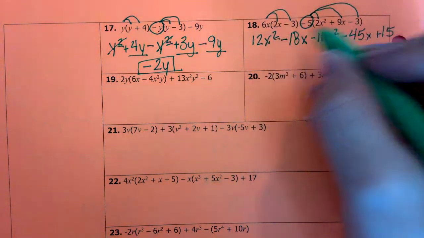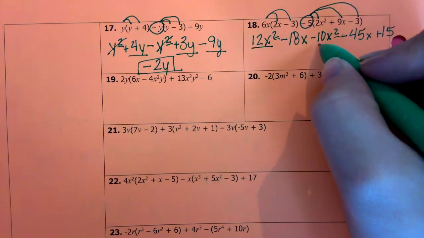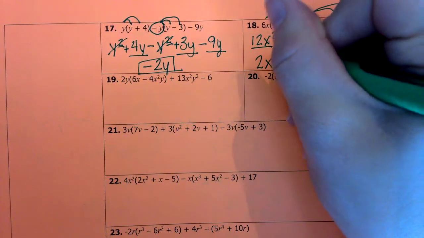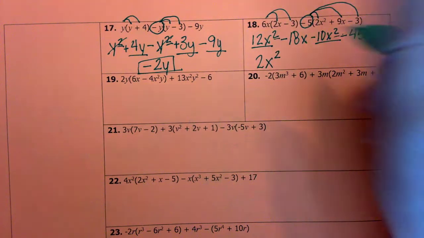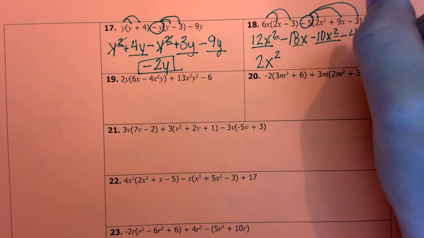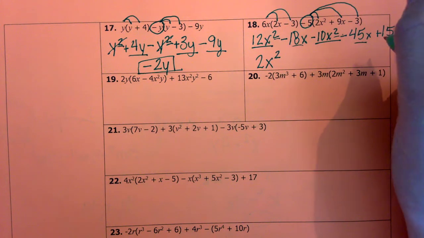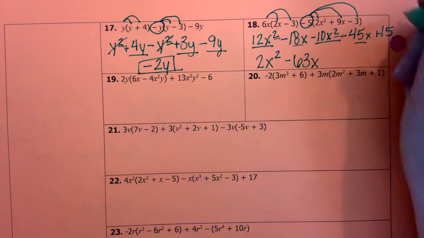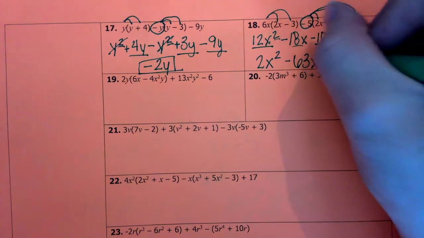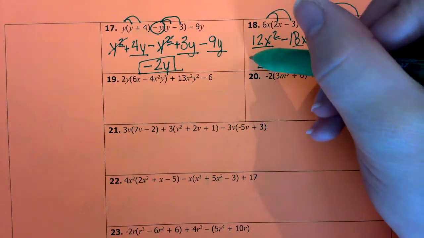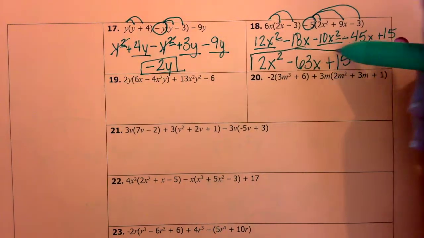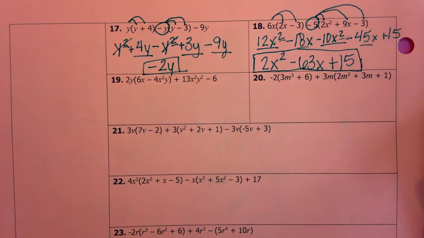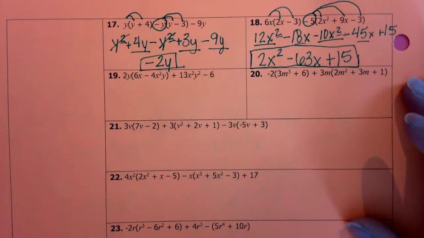Okay, so I have x squared. Well, I have 12x squared minus 10x squared. That's going to get me a 2x squared. Then I have an x, so I have negative 18x minus 45x, and that's going to get me a negative 63x. And then I don't have anything to combine with that 15, so it's just a plus 15. Okay, now that's going to be my final answer there. Okay? So that's what we have going on there.